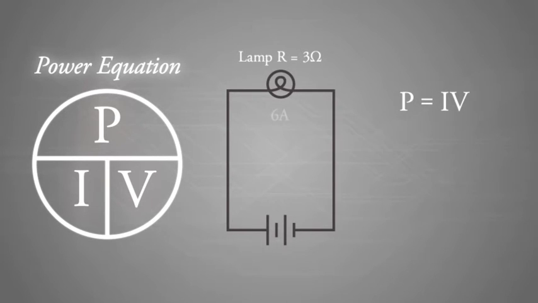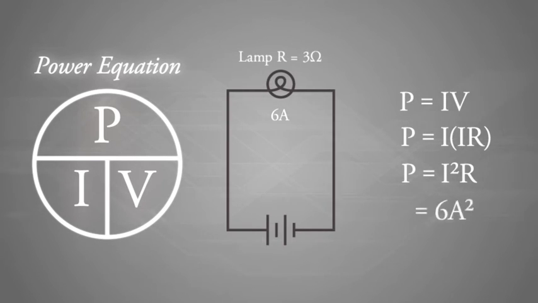If we don't know the voltage, but we have the current and resistance, we can use Ohm's law to find the power. We know that voltage equals current times resistance, so power equals current times resistance, or stated another way, current squared times resistance. The power then equals 6 amps squared times the resistance, 3 ohms, yielding 108 watts.